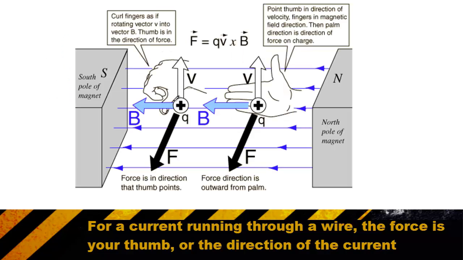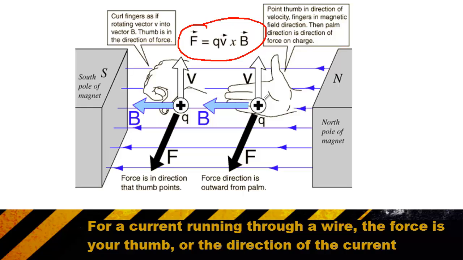So to sum up, there are two versions of the right-hand rule that help illustrate the direction of a force exerted on a charged particle. In both cases, we still use the equation that the force is equal to the charge of the particle times the particle's velocity times the strength of the field.